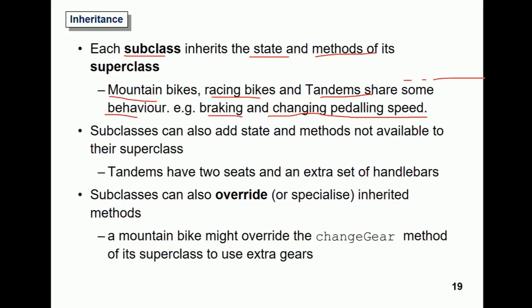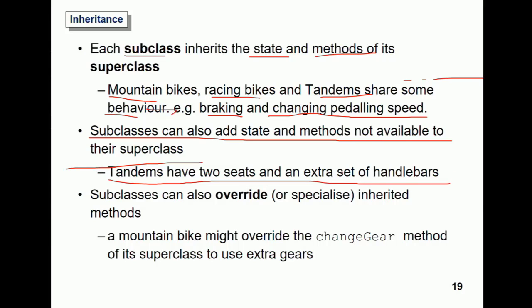Another thing that you can do is subclasses can add state and methods not available in their superclasses, and that's how you specialize them. They automatically inherit everything from the superclass, but you can add whatever you want on top of that to make them more special. For example, the tandems have 2 seats and an extra set of handlebars.